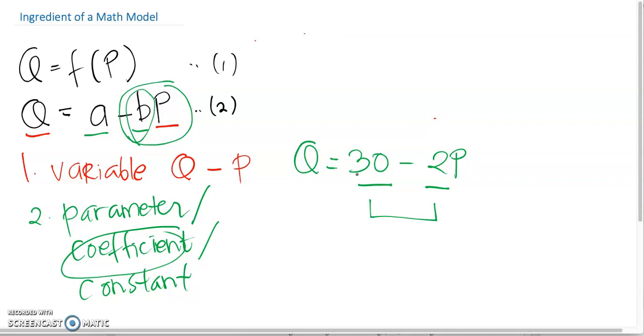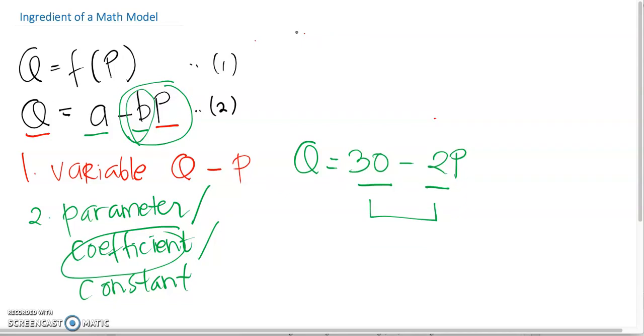Another important note that I would like to make: we have also discussed in my previous video that there are two types of variable, independent variable versus dependent variable, and endogenous variable versus exogenous variable. You can see my other video about the definitions of those terms.